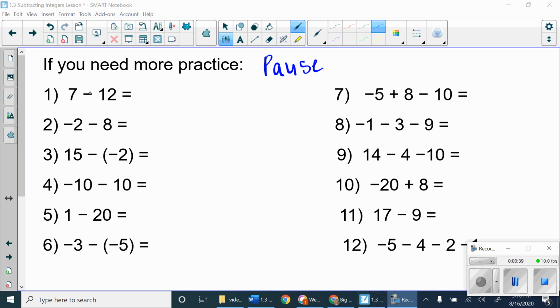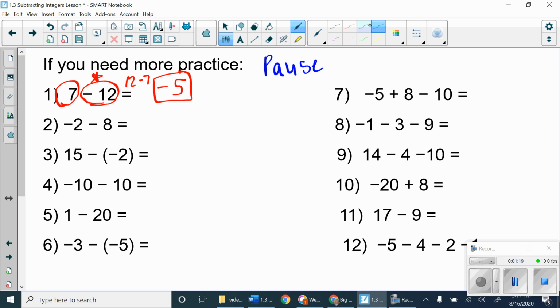7 minus 12. All right, so 7 is a positive 7. And this 12 is going in the negative direction. We have different signs. Different signs subtract. Keep the sign of the higher number or higher value. So the higher value, the larger value is negative 12. So we're going to do 12 minus 7 in our head, which equals 5. But because the largest number is in the negatives, it's going to land in the negatives. So our answer is negative 5. All right, pause for the next one to give it a try.